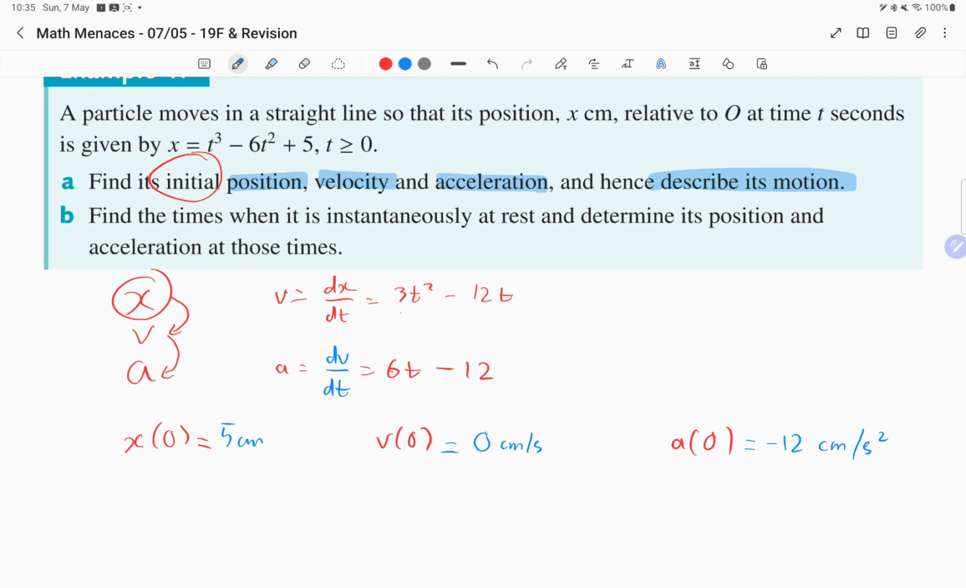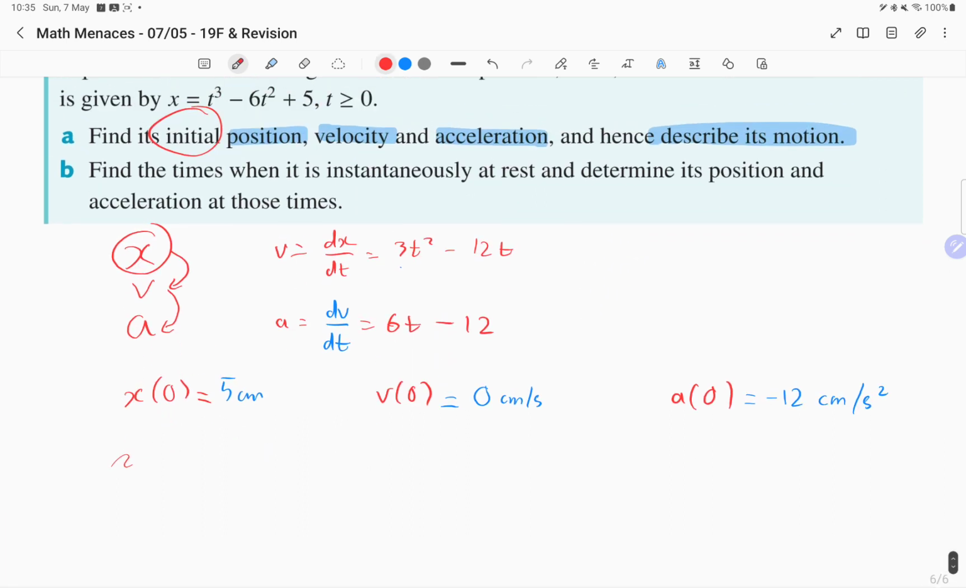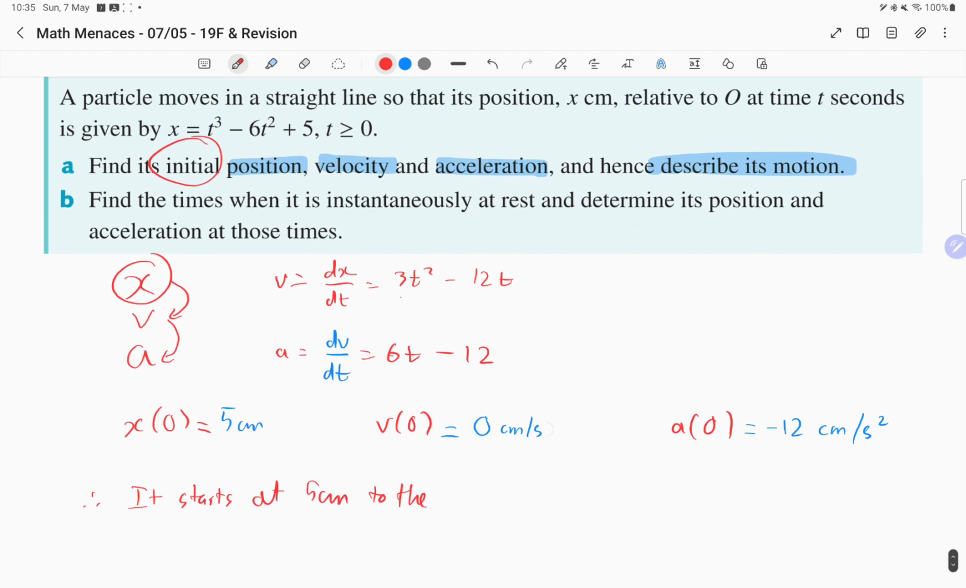Now, describe its motion. So, first part, describing the motion. What does that mean? So, let's say, Charlie, give me a statement around that value there. Like, its initial position is 5 centimeters to the right of O. Yep. It starts at 5 centimeters to the right of O. Is it O? Yes. To the right of O. Okay, very good. Sarah, give me an interpretation for this one, like the description for this one, an observation.